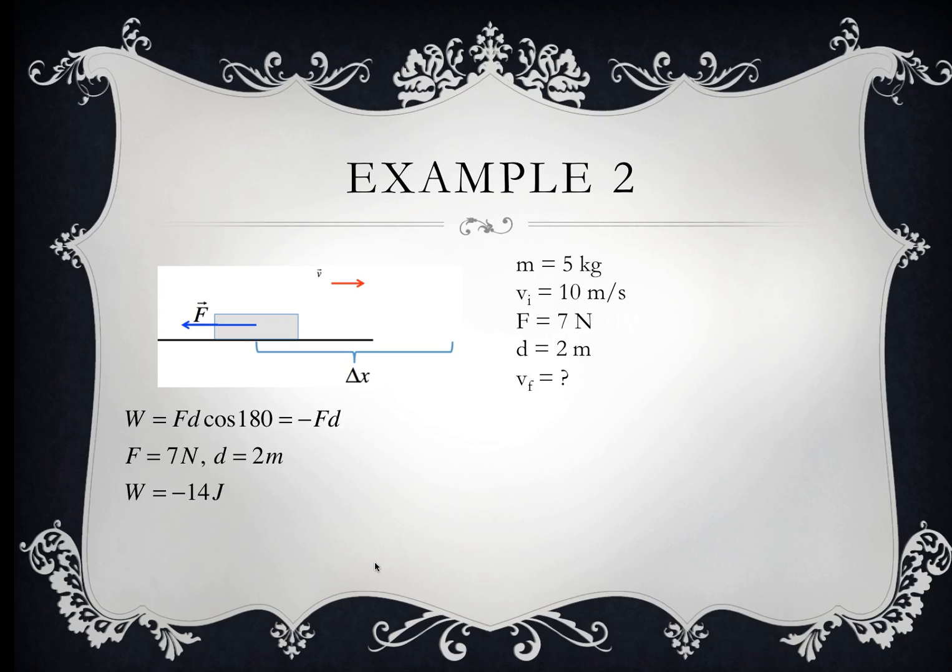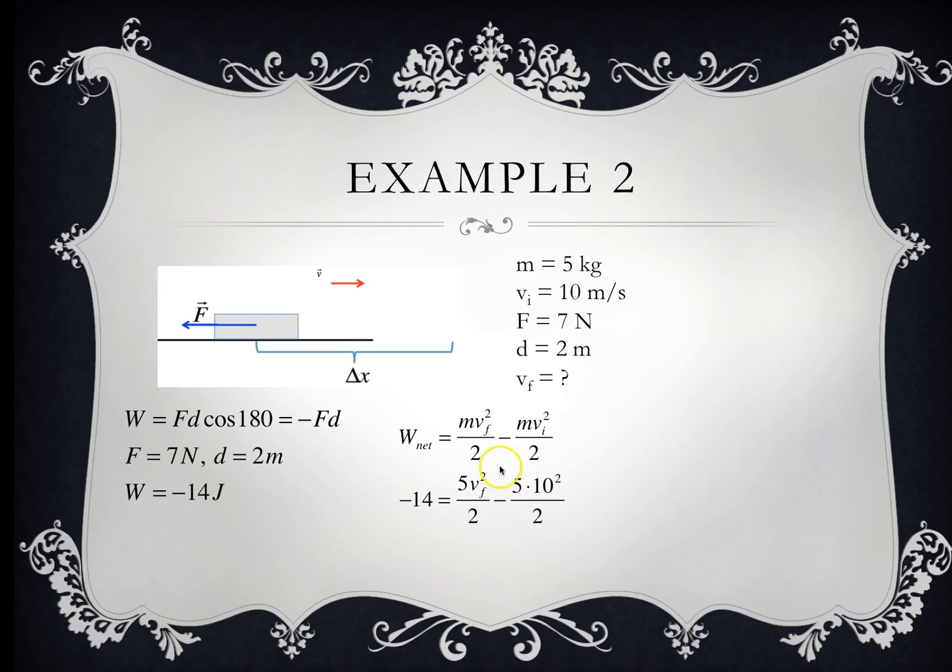What's the v final? Again, net work is the only work of this force, because that's the only force here. So force times distance times cosine of 180 gives us negative 14 joules. Then I'm setting that net work equals change in kinetic energy. Our initial kinetic energy is no longer 0 because we start with 10 meters per second, so it's 5 over 2 times 10 squared, because 5 is mass, 10 is velocity. And for final kinetic energy, we're looking for v final. So we don't know what final kinetic energy is yet.